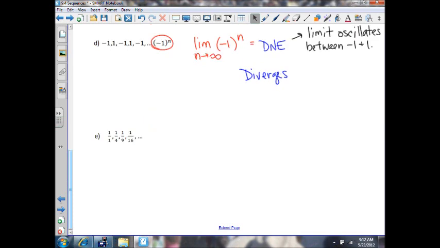Now if you look at E, again, we don't have a recursive formula, so this would actually be, if you notice, 1, 4, 9, 16. 1, 4, 9, and 16 are the perfect squares. So we're to find the limit of 1 over n squared as n approaches infinity. This will equal 0. So this converges to 0.